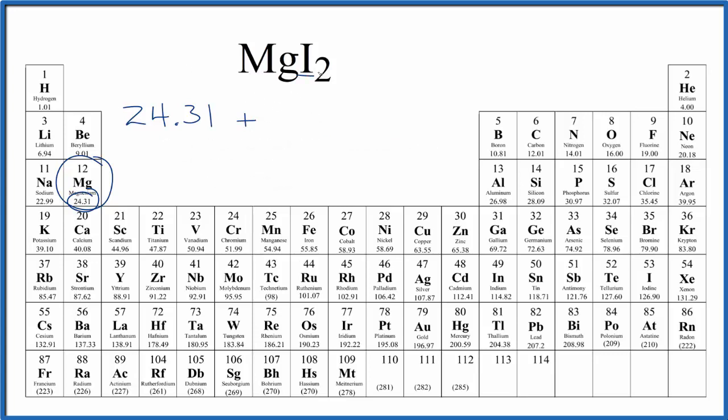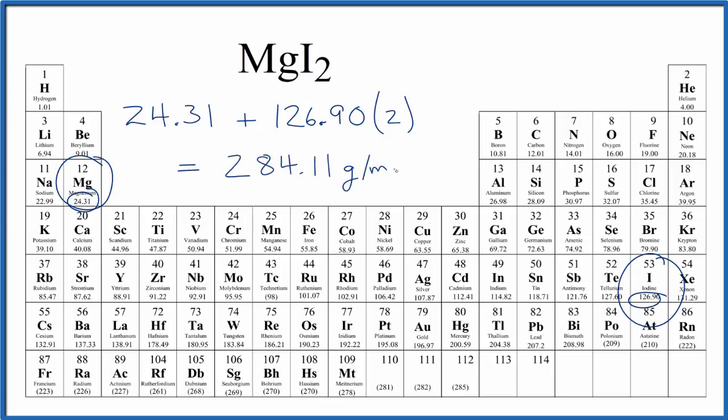For iodine here, we find iodine right here, 126.90 grams per mole, and we have two of them, so we multiply this by two. So to do the math, we multiply 126.90 by two, and we add that to the 24.31. When we do that, we get 284.11. The units are grams per mole.